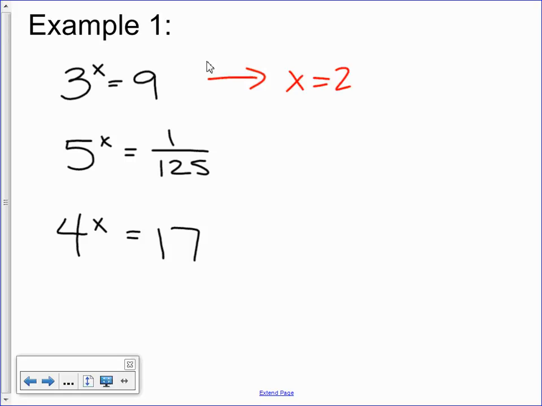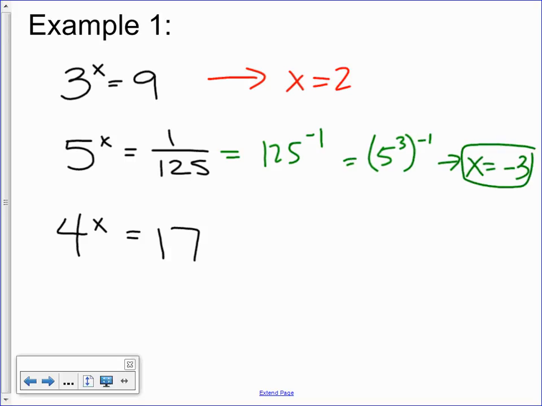All right. Here we go. For 1 over 25, remember that if it's on the bottom, we had an issue with this on the test a little bit. It's 125 to the negative 1, which 125 is 5 to the 3rd power to the negative 1. Therefore, x is negative 3. So that's how you solve that.